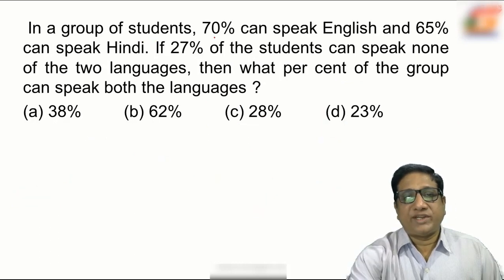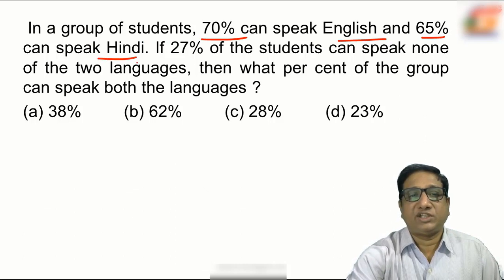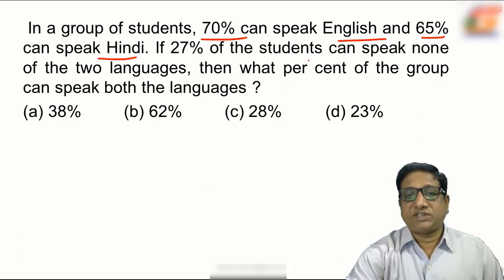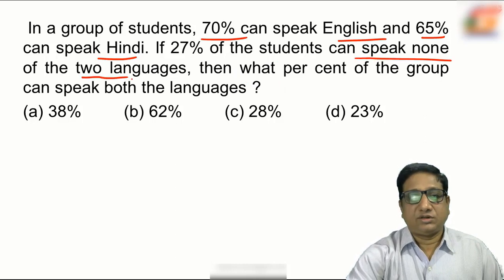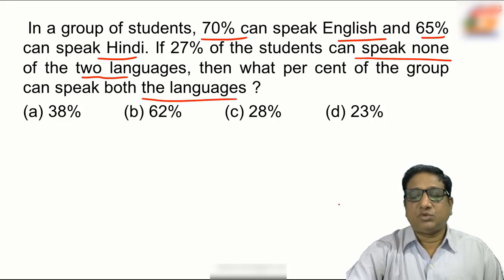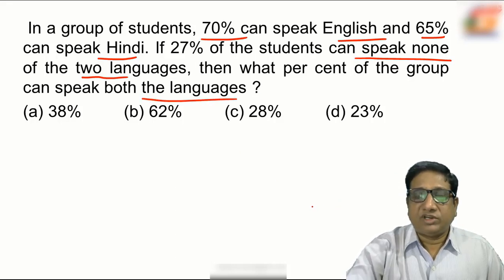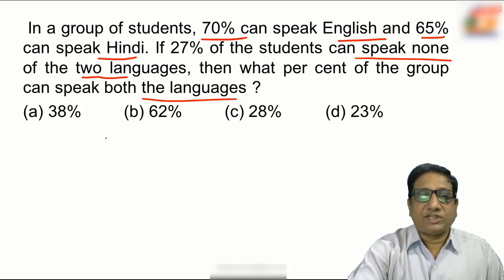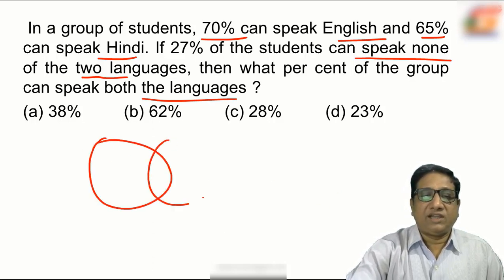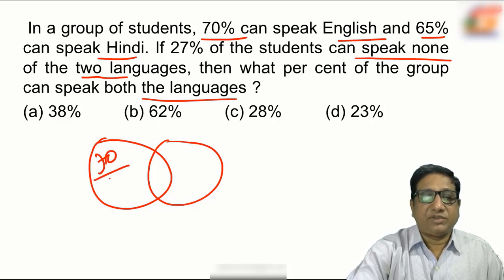In a group of students, 70% can speak English and 65% can speak Hindi. If 27% of the students can speak none of the two languages, then what percent of the group can speak both the languages? This problem can be solved by set theory, but it will be time consuming. We can solve this by Venn diagram quickly. So 70% students can speak English, 65% students can speak Hindi.